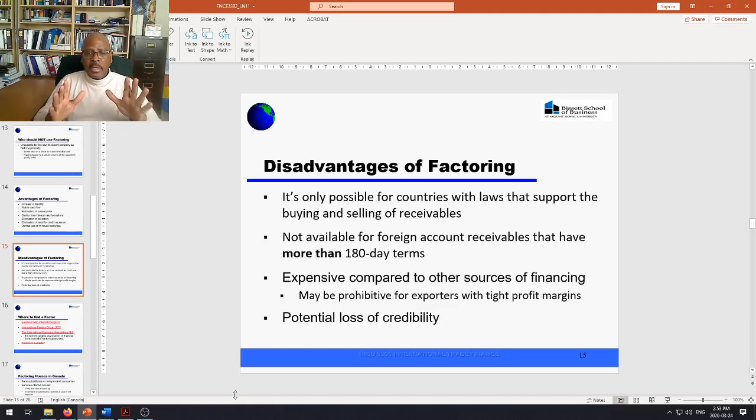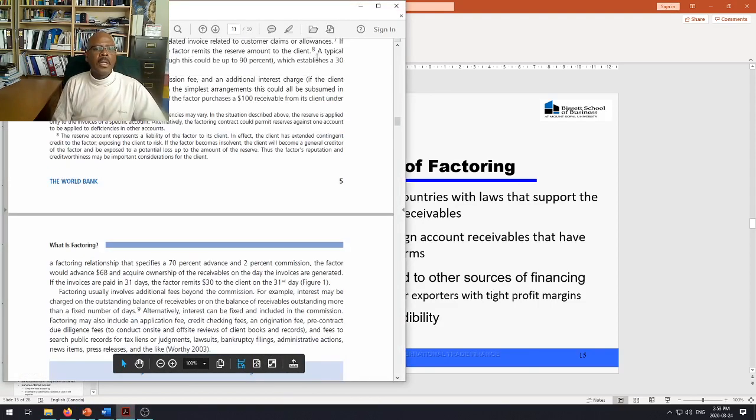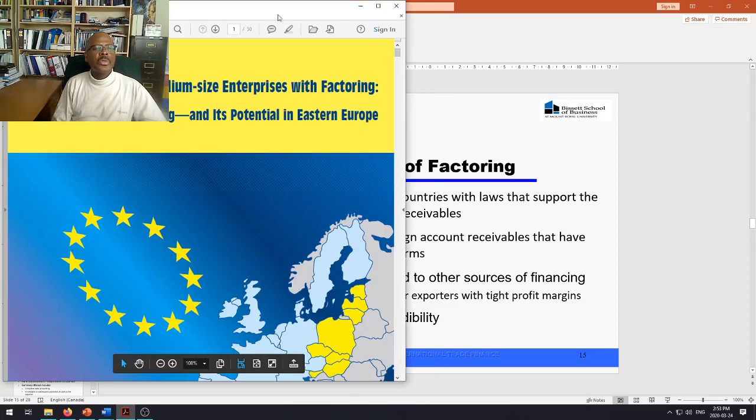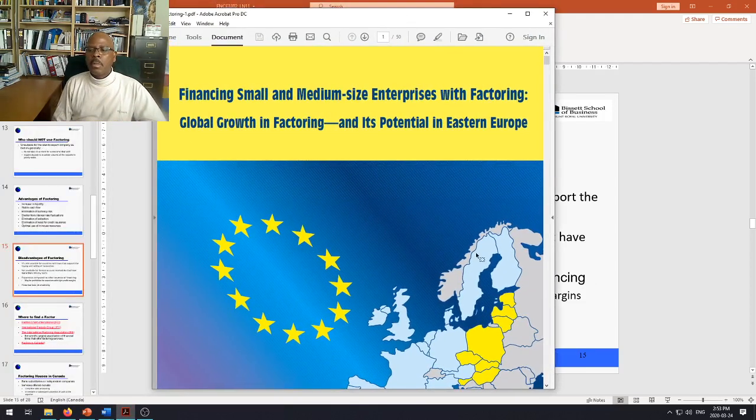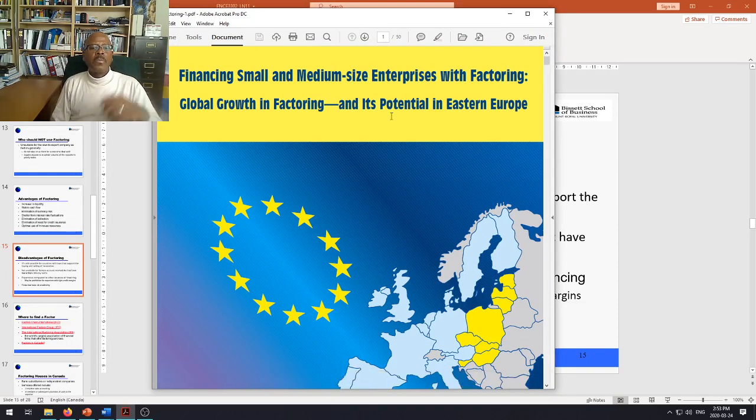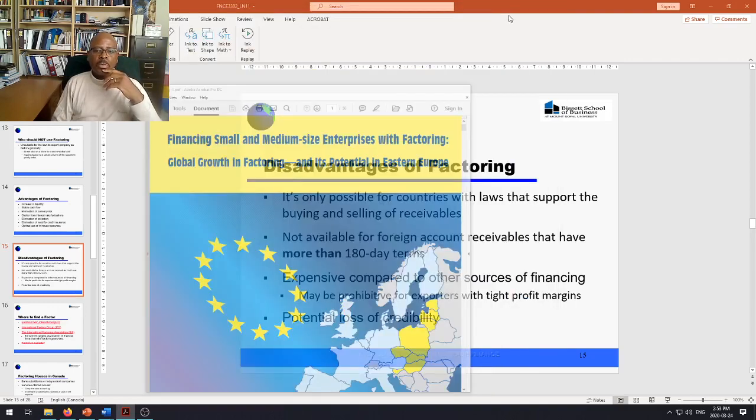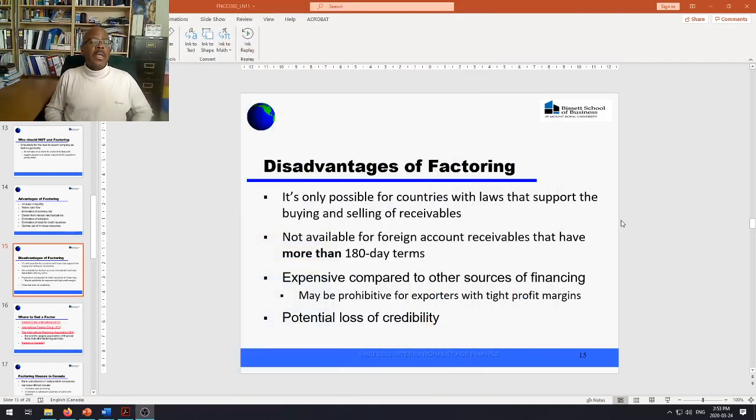Okay. Having said that, the World Bank, for instance, is certainly pushing a lot for factoring these days. Let me see here if I have this here. So here, for instance, is an article by the World Bank that speaks then of how factoring is becoming quite important in financing small and medium-sized enterprises and global growth. So it's becoming more and more popular, and the World Bank is encouraging more and more countries to establish legal systems to support factoring because it really facilitates international trade.